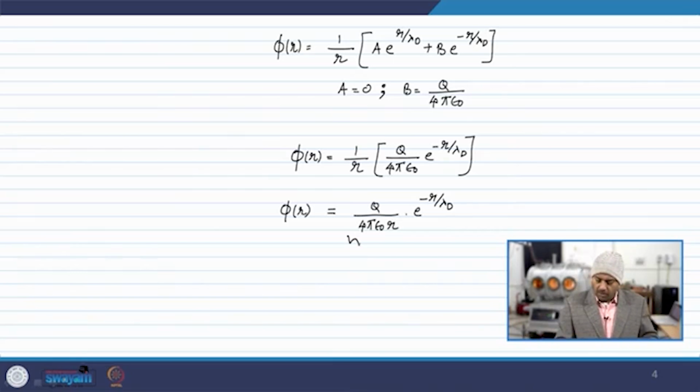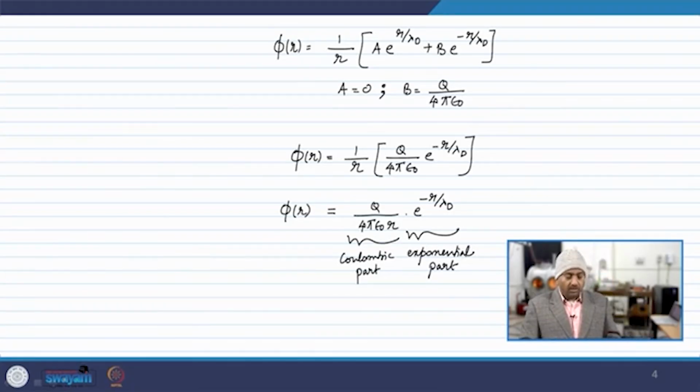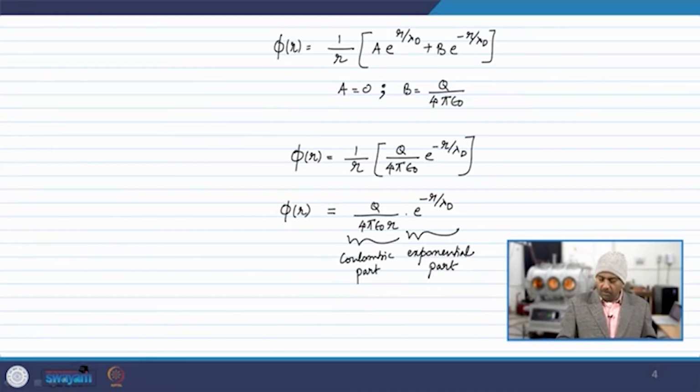You have the Coulombic potential, the Coulombic part as it is, and then you have the exponential part. This is where things become interesting. Coulombic part and exponential part. The Coulombic part has a dependence of 1 by r and the exponential part has a dependence of e to the power of minus r. Lambda d is the length. R is also in the dimensions of length, of course.